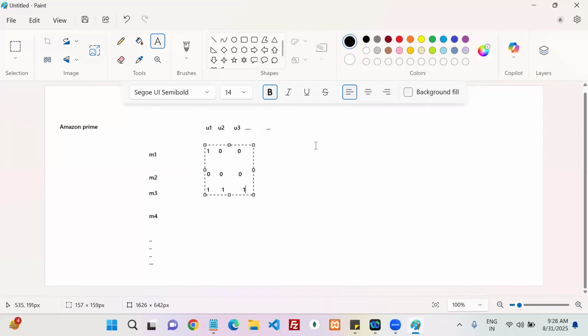Now see how the data representation looks like. There are multiple rows. At the same time, there are multiple columns also, or not.